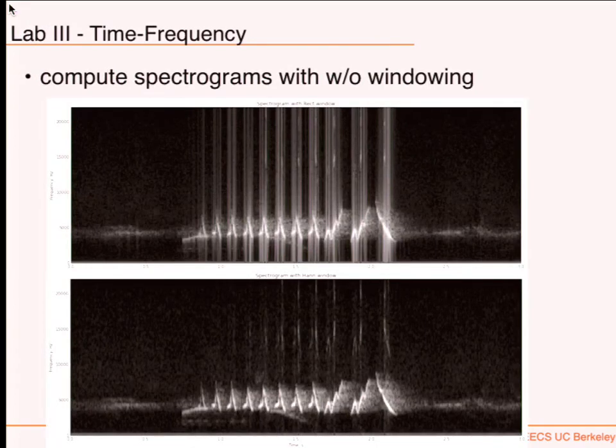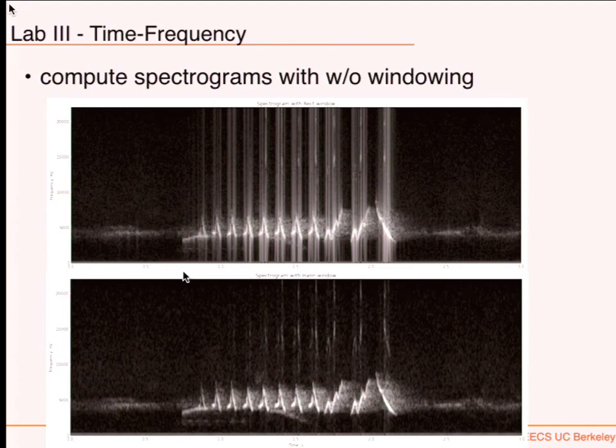Lab 3, we call it time frequency, and it's basically about computing time and frequency operations. You're going to be computing spectrograms. You're going to write a function that computes the short time Fourier transform and computes a spectrogram in a way that looks nice.